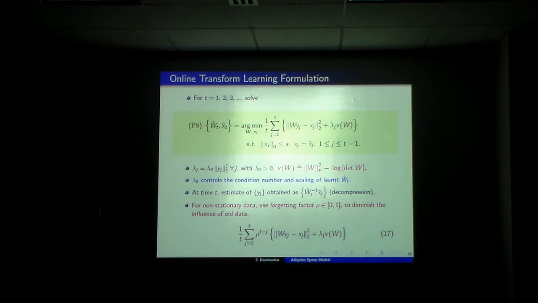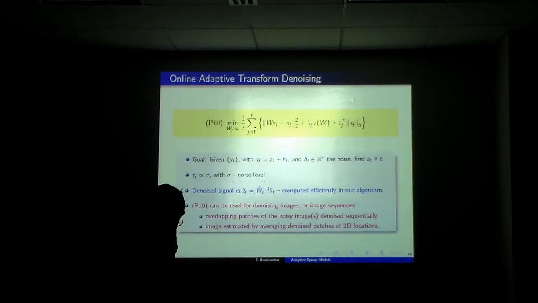You want to be able to denoise it in a sequential way, where you take a few patches, look at a few patches at once, and then go along and keep updating the transform and denoise or do something else with the image. And online learning is something that helps a lot in this kind of scenario.